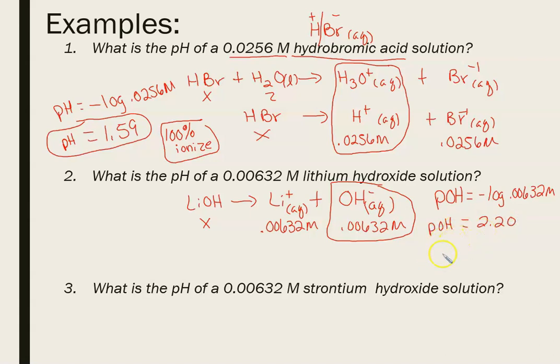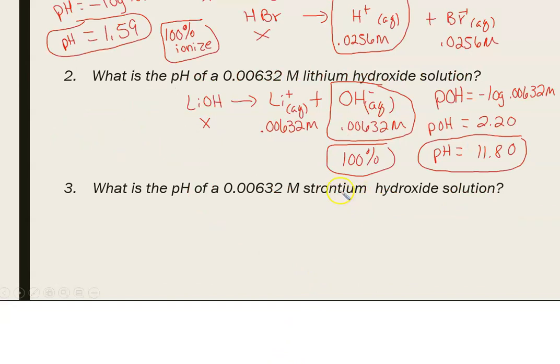then I could subtract it from 14 to get the pH, which is what it's asking me. It's a base, so it should be in the base region on the scale. So 2.2 wouldn't make sense. So it's 11.8. What's our percent ionization? 100%. 100% ion. All right.